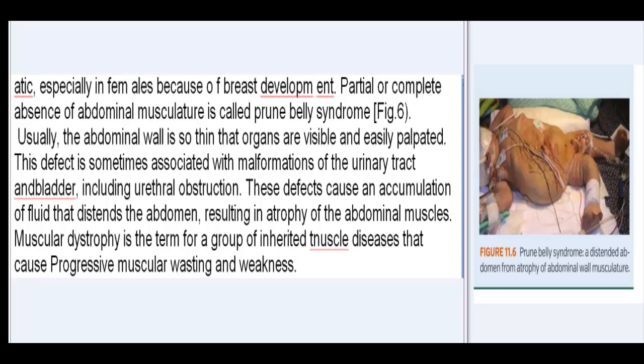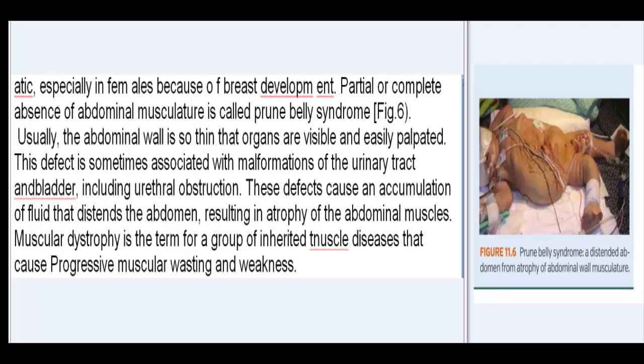Partial or complete absence of abdominal musculature is called prune belly syndrome, Fig. 6. Usually, the abdominal wall is so thin that organs are visible and easily palpated. This defect is sometimes associated with malformations of the urinary tract and bladder, including urethral obstruction. These defects cause an accumulation of fluid that distends the abdomen, resulting in atrophy of the abdominal muscles.